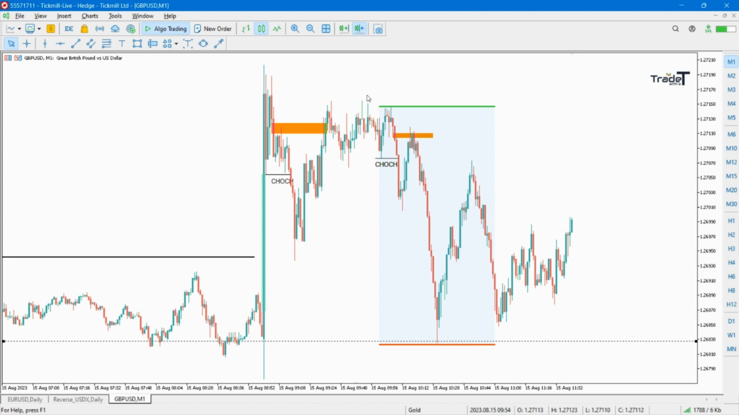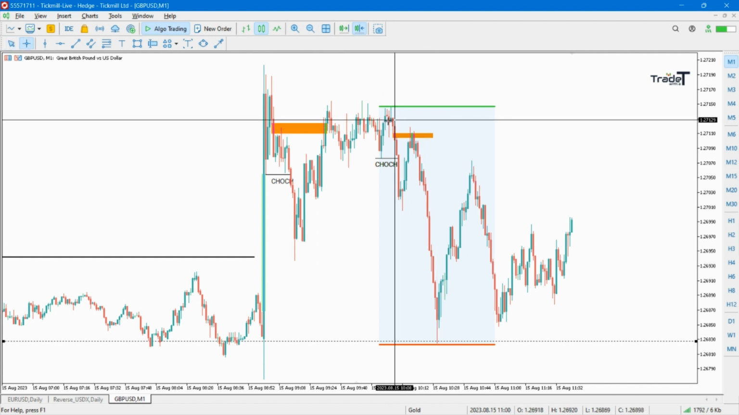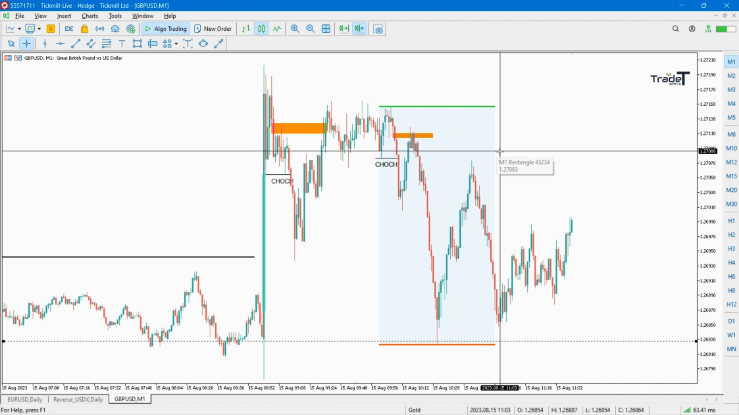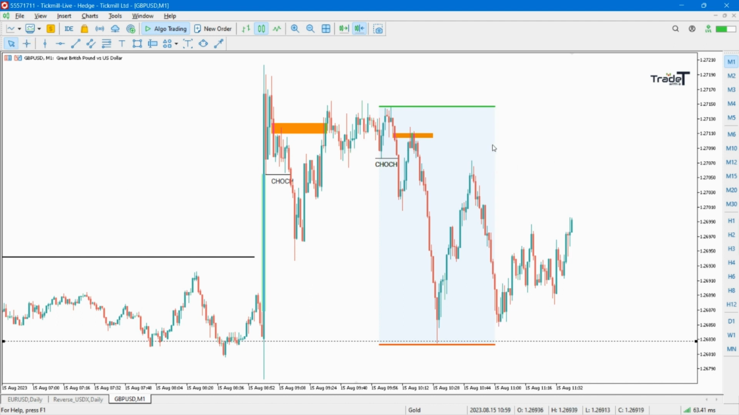Let's forget about the silver bullet window for a moment. The silver bullet window is what I'm highlighting here. My time is from 10 a.m. to 11 a.m. New York time is 3 a.m. to 4 a.m., just for you to get a reference, as you may be in a different time zone.